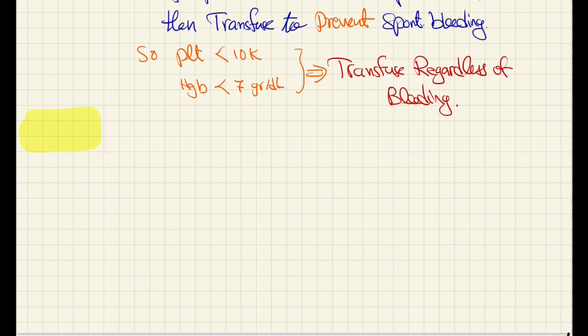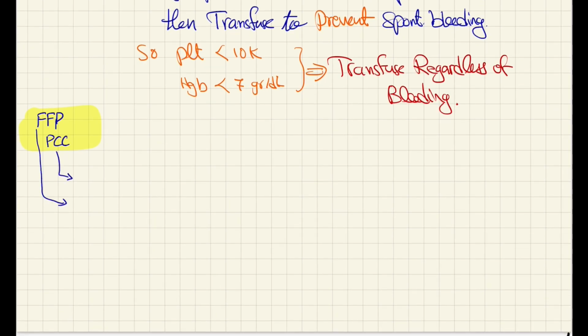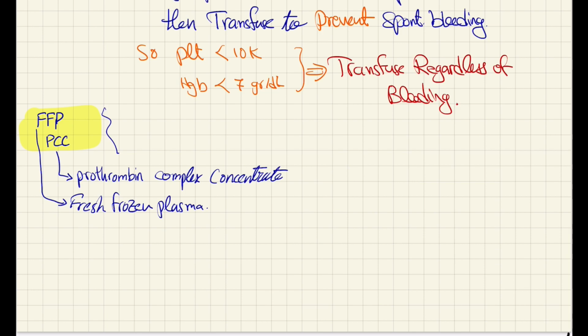Then we look at the INR. For the INR, to fix it, if it's elongated in bleeding, we need a value more than 2. Remember, we have the fresh frozen plasma and the PCC, prothrombin complex concentrate. The main difference between them is the volume. Fresh frozen plasma has much larger volume than the PCC. PCC is a concentrate, so it's concentrated, so it has less volume.